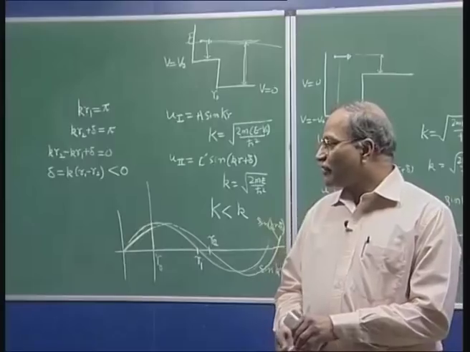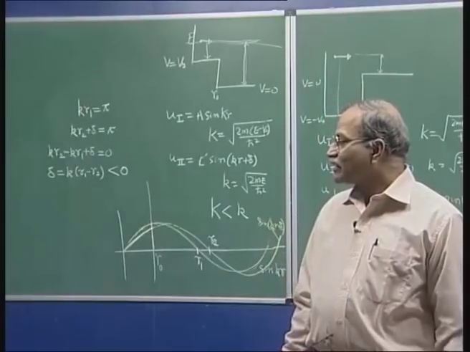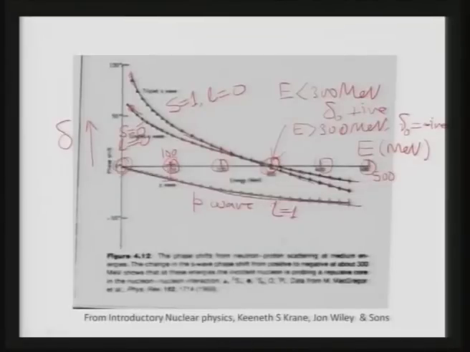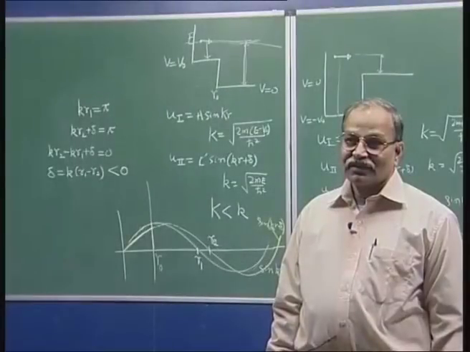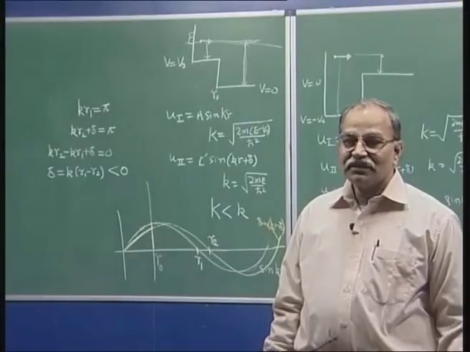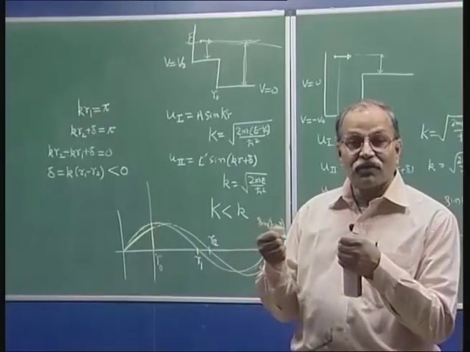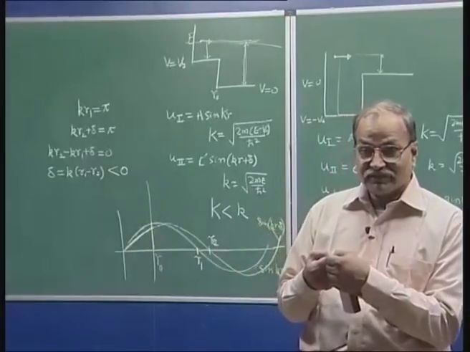The experimental data show that this L equal to 0 phase shift changes its sign somewhere around 300 mega electron volt. For lower energies delta is positive, for higher energies delta is negative. Now, higher energies means the particles are getting closer to each other, right.